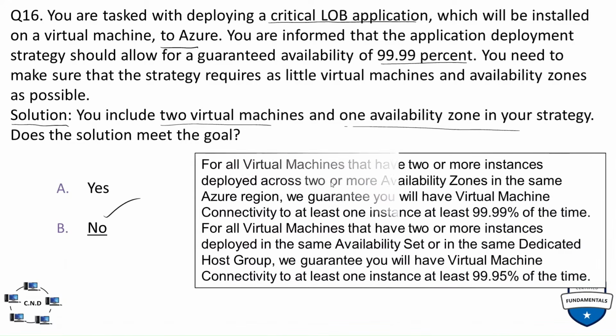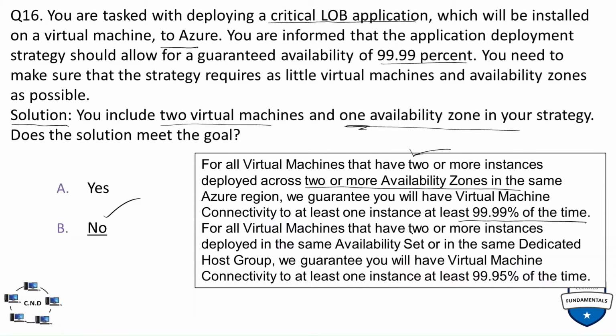And why is that? It is because for all virtual machines that have two or more instances deployed across two or more availability zones in the same Azure region, we guarantee that you will have virtual machine connectivity to at least one instance at least 99.99% of the time. So this is straight from Microsoft. So if you want the 99.99% availability, you must deploy your resources across two availability zones, not one availability zone.